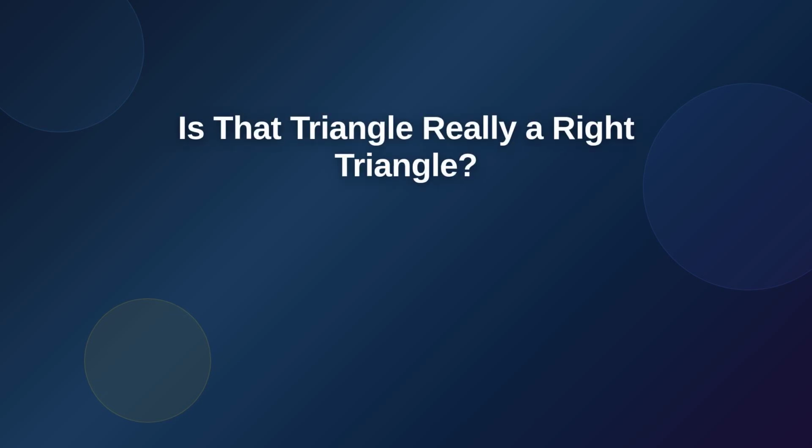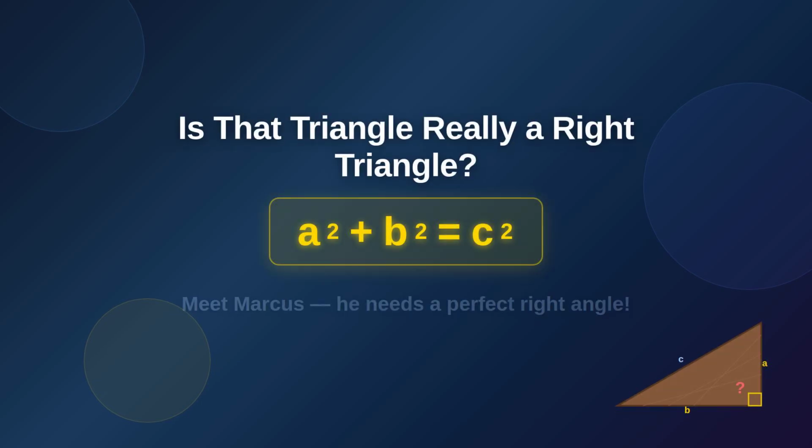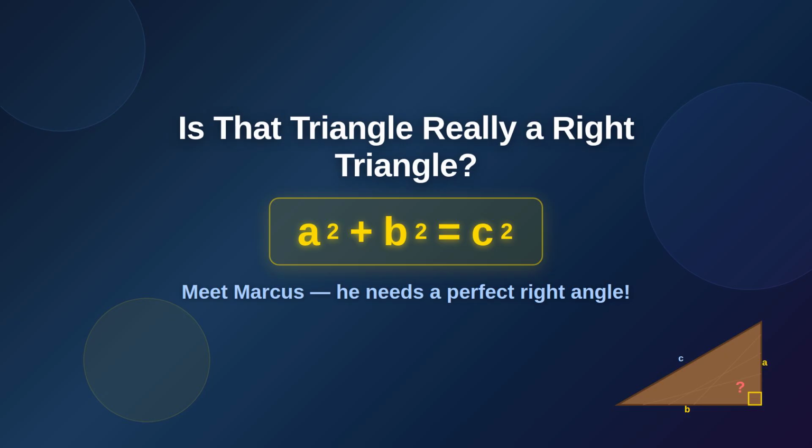Meet Marcus. He's building a wooden ramp for his school's science fair project, and his design requires a perfect right angle, or the whole thing tilts sideways. But he doesn't have a protractor. His teacher gives him a hint. Use the Pythagorean theorem to test it.